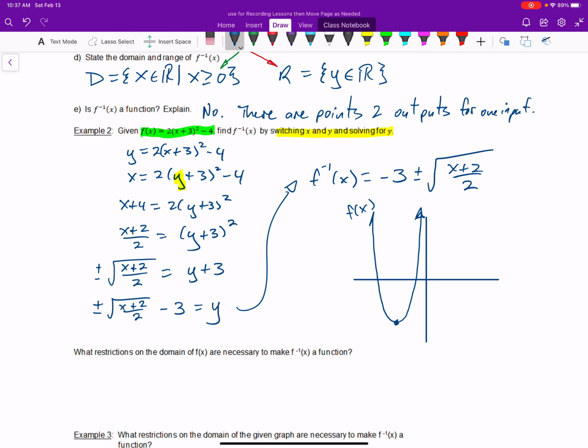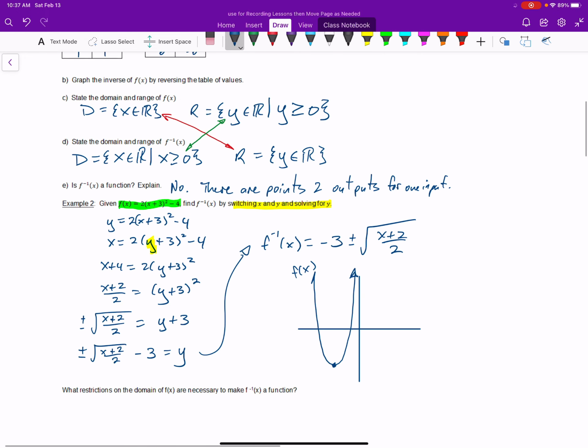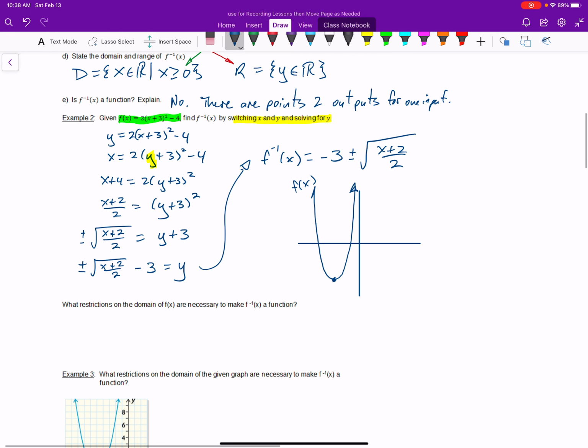The inverse, as we've seen, we're going to switch the x and y coordinates, and so the vertex of (-3, -4) would become (-4, -3). So we get this vertex of the sideways parabola, let's say somewhere around here, maybe not quite that high. I don't have a scale on here, so I'm just estimating. Let's say that's (-4, -3) there. Every point is going to be reflected in the line y equals x, right? The line y equals x is this one here.